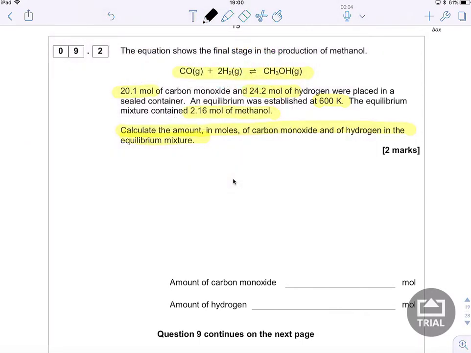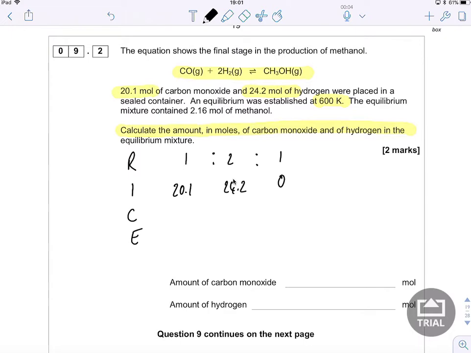So to do this, I'm going to go to my rice table. So my ratio of carbon monoxide is 1 to 2 hydrogens to 1 methanol. Okay, so my initial moles of carbon monoxide were 20.1. My initial moles of hydrogen were 24.2. My initial moles of methanol were none because the reaction has not started. And I need to check that, so just check the question carefully whether or not it's an established equilibrium and something was added, or whether the reaction hasn't even started yet. So this question, the reaction's not started yet. So I can say that I've got 0 moles of my product before I begin the reaction.